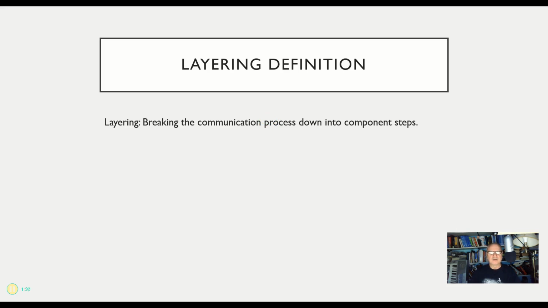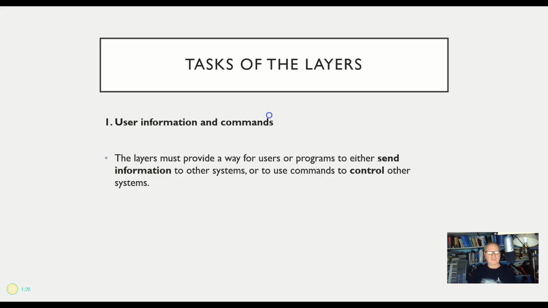This layering must, though, provide several parts, and if those parts are missing, then we just don't have communication. Let's look at those parts. There are 5 of them we want to look at. The first is that the layers must support user information and, I should say, and or commands.